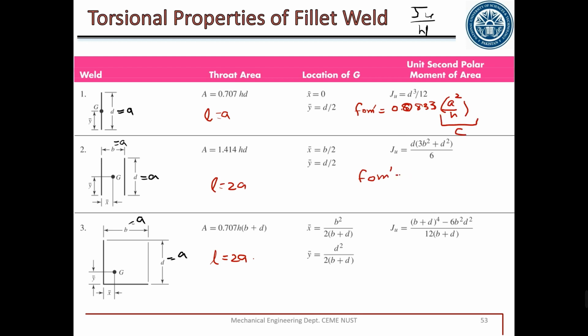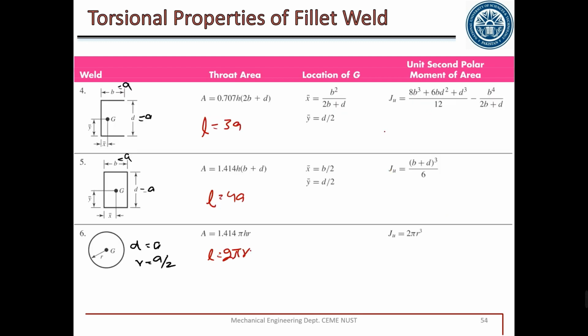Calling this term C, FOM prime will be equal to 0.333 C. For this, FOM prime is equal to 0.2083 C. Similarly, for this case, substituting the value, it is equal to 0.3056 C. FOM prime for this case will be equal to 0.333 C, and FOM prime for this specific case is equal to 0.25 C.